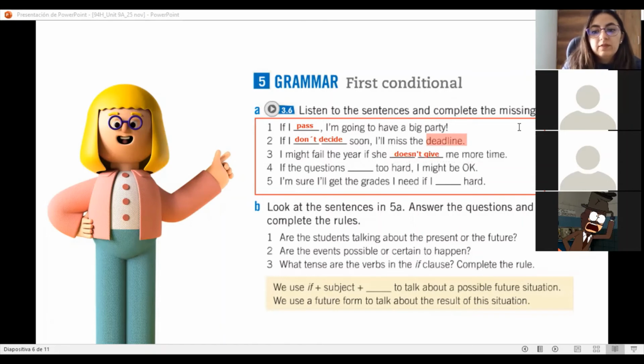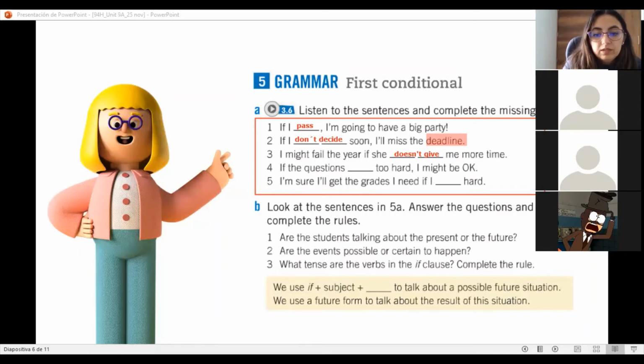If she doesn't give me more time, voy a reprobar si no me dan más tiempo, right? Let's listen to number 4. Vamos a escuchar la número 4. Pay attention, guys. 4. If the questions aren't too hard, I might be okay.